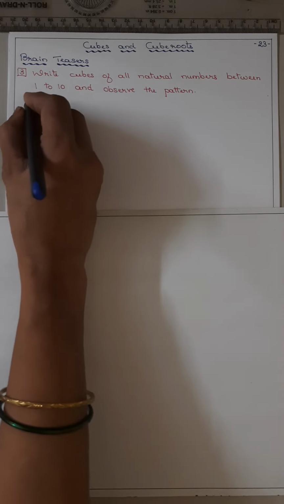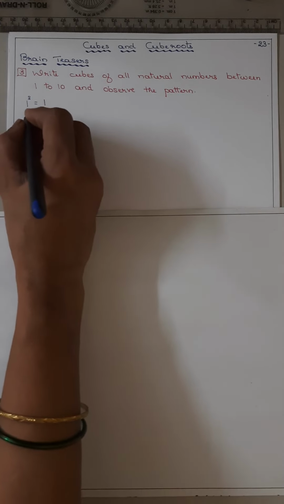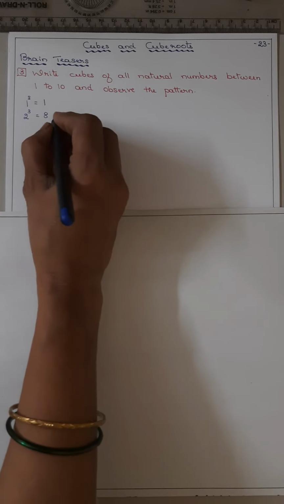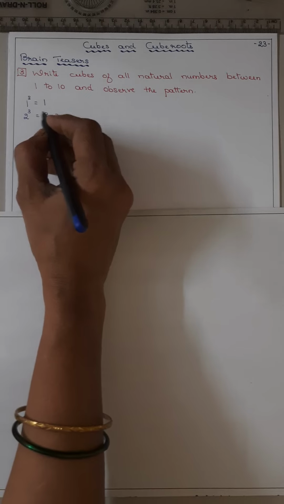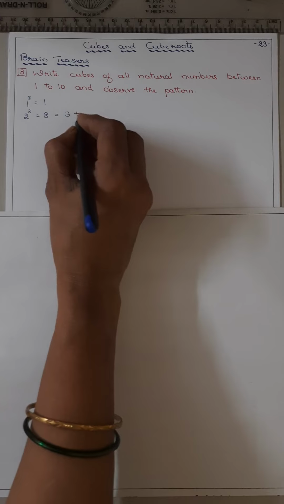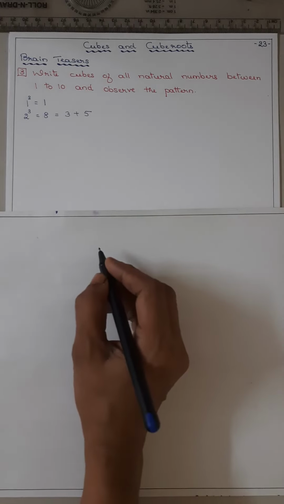Now 1 cube is 1. Next, 2 cube is equal to 8. That means 1 is the first odd number. The next odd number is 3. The next odd number is 5. 3 plus 5 is 8.